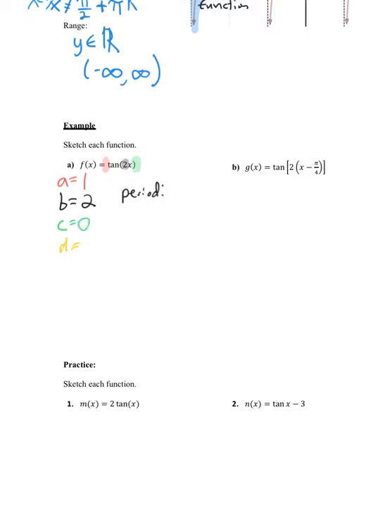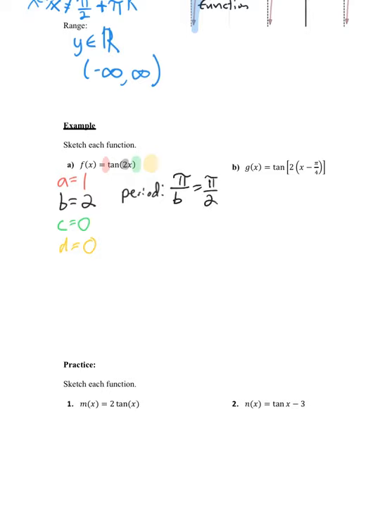And last but certainly not least, the d value is anything that's being added or subtracted outside the parentheses, which is usually your equation of the midline. And in this case, the midline is 0. In order to find the period of the function, before, remember for sine and cosine functions, we had to do 2 pi divided by b. Well, in this situation, we're going to have to do pi divided by b because the period of a tangent function, parent function of tangent, is always pi. So we'll say pi divided by 2.